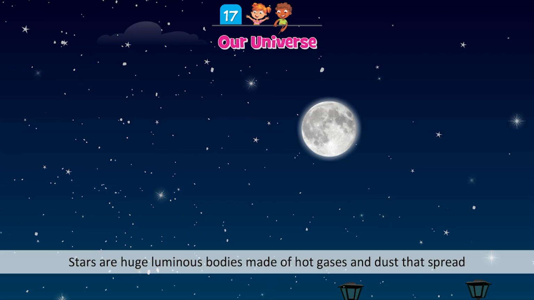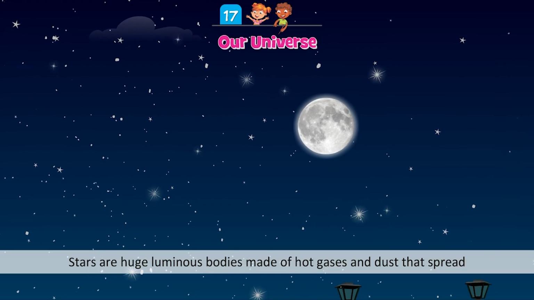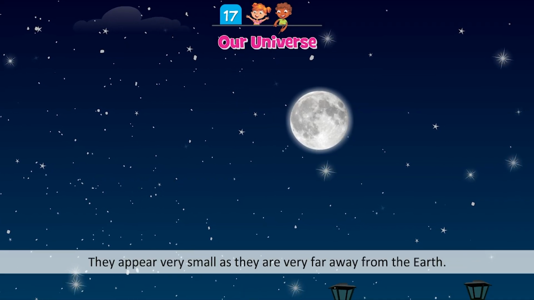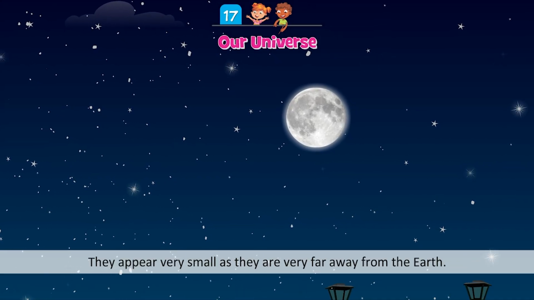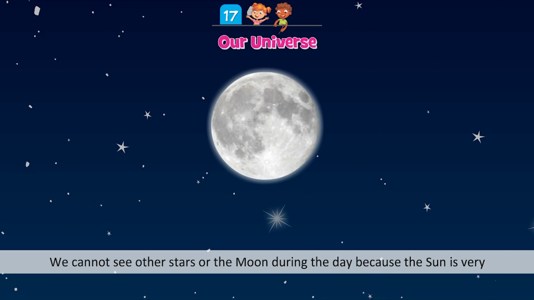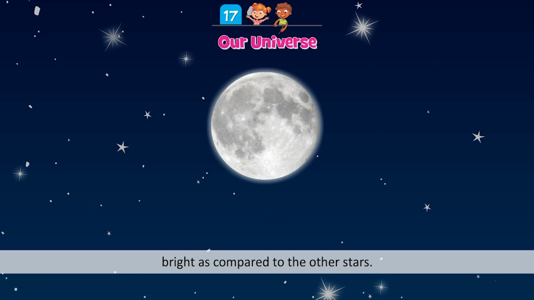Stars. Stars are huge luminous bodies made up of hot gases and dust that spread heat and light in space. They appear very small as they are very far away from the Earth. The Sun is also a star. It appears big and bright as it is the nearest star to our planet. We cannot see other stars or the moon during the day because the Sun is very bright as compared to the other stars.